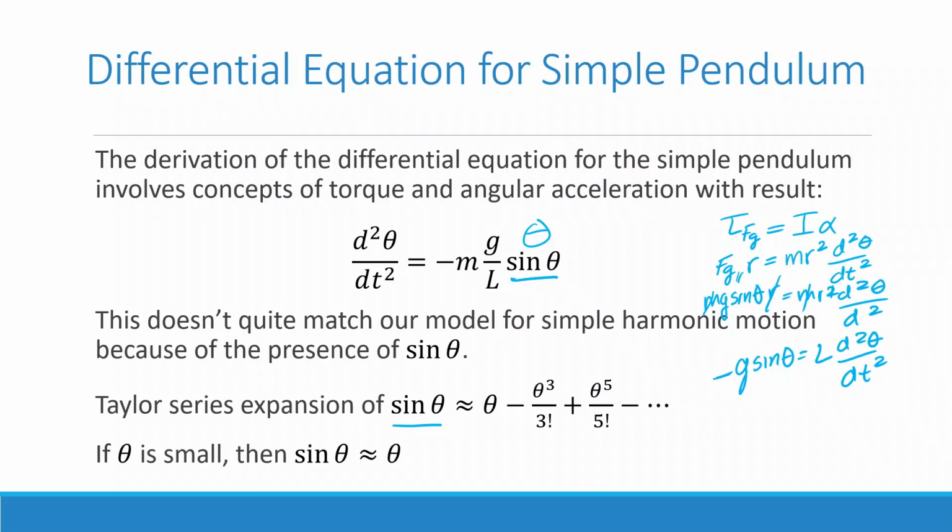Well, what ends up happening is if theta is very, very small, then theta cubed is very, very small, and theta to the 5th is very, very small, because anything that is very, very small squared is going to be even smaller. And so in terms of approximations, our sine theta is approximately equal to theta, according to the Taylor series expansion. So that allows us to replace sine theta just with theta. And then this looks like simple harmonic motion.